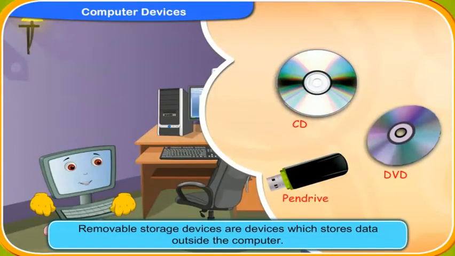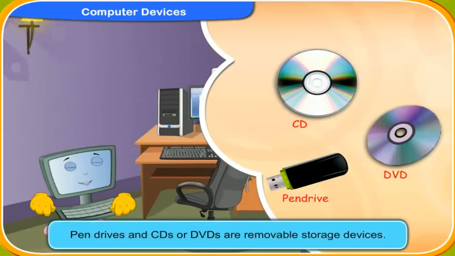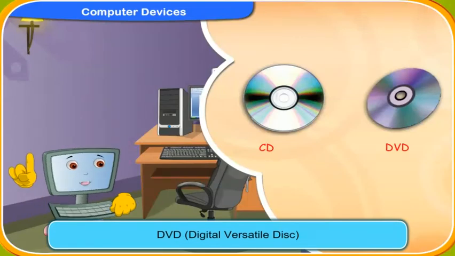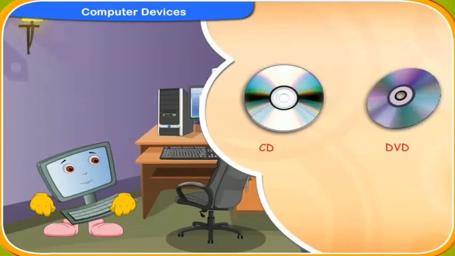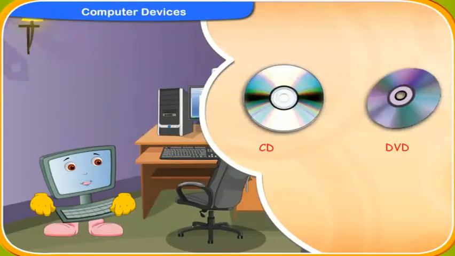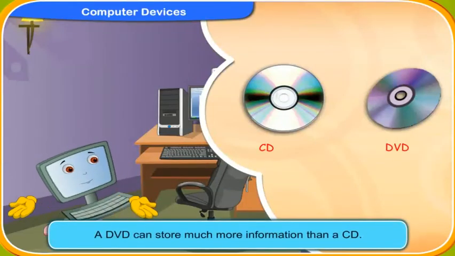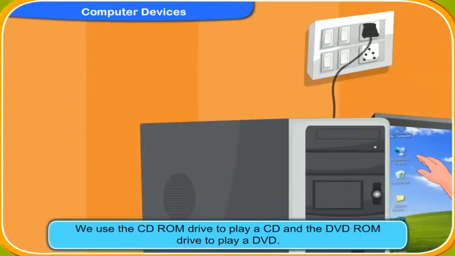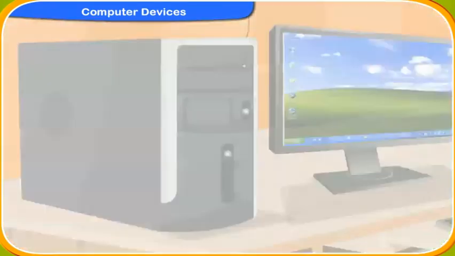Removable storage devices are devices which store data outside the computer. Pen drives and CDs or DVDs are removable storage devices. CD stands for compact disc and DVD stands for digital versatile disc. We use these discs to store information permanently. A DVD can store much more information than a CD. We use the CD-ROM drive to play a CD and the DVD-ROM drive to play a DVD.